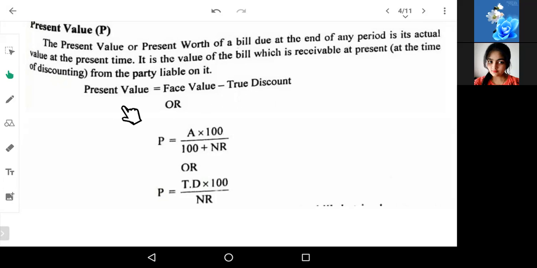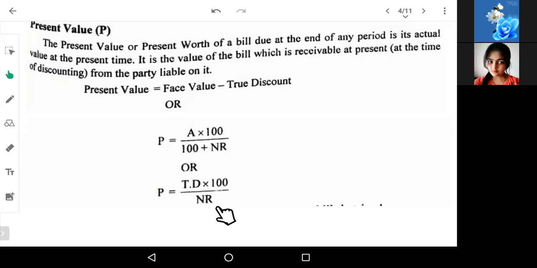Or there are some more formulas. As per the information provided in the problem, we will have to see and use the formula. If we have other information, then the formula is P is equal to A into 100 divided by 100 plus NR, or P is equal to TD, that is true discount, into 100 divided by N into R.